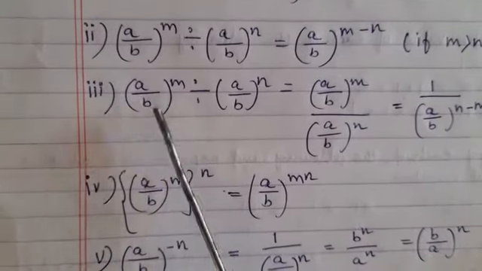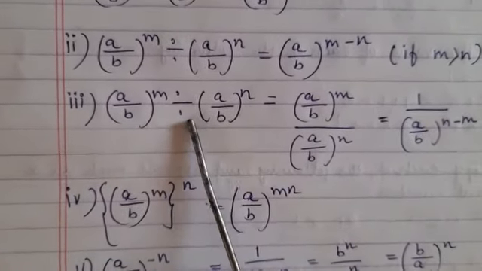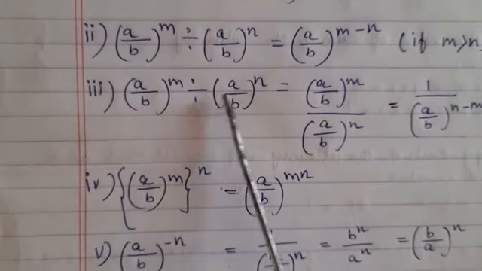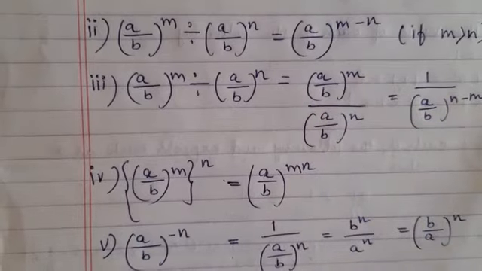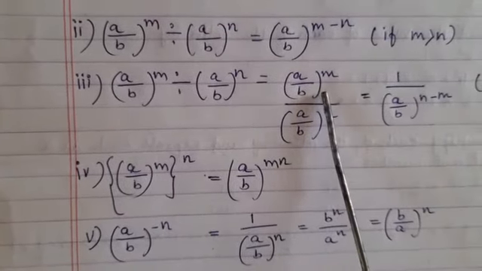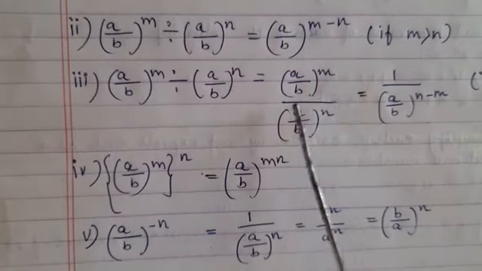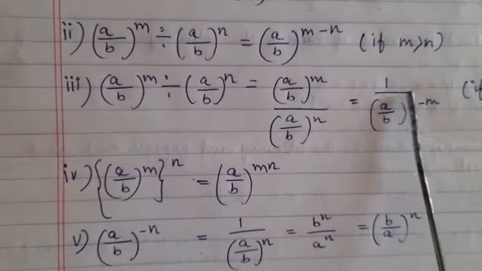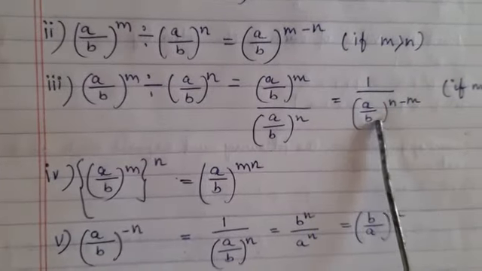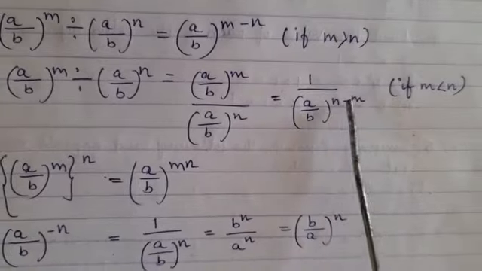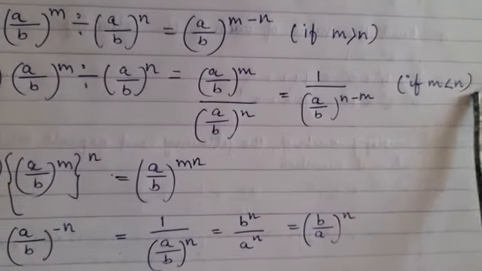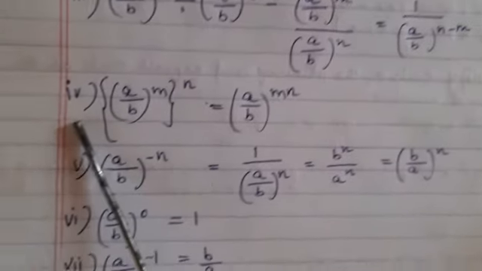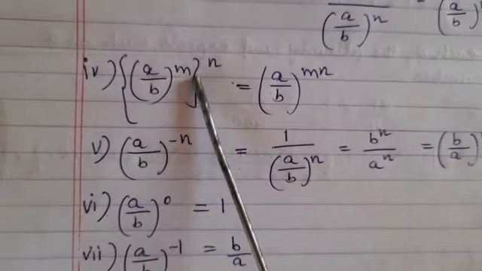Number 3: (a by b) the whole power m divided by (a by b) the whole power n. Again the base is the same and it is in division, so we subtract the powers. Only the condition is m is less than n. So the answer will be 1 by (a by b) the whole power n minus m, writing the reciprocal. The condition, as I already told, is m is smaller than n.